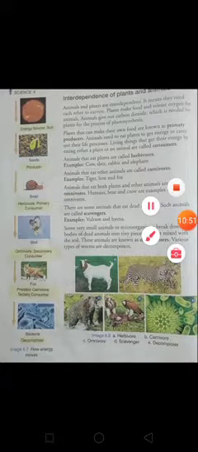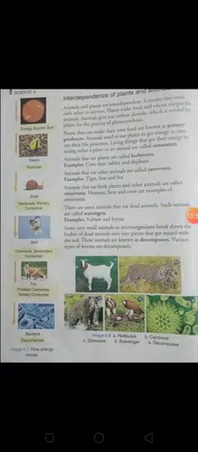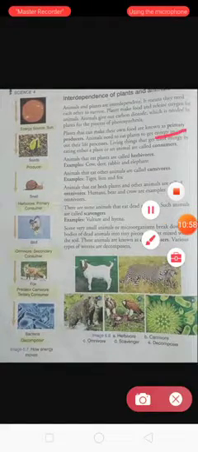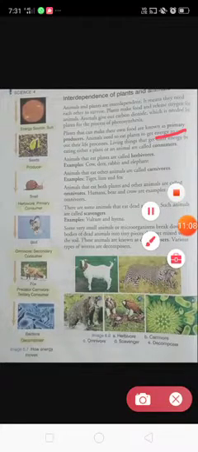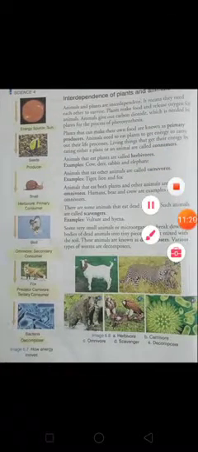So plants are the main food producers. They are called primary producers. Those who eat plants are called herbivorous animals, and those who eat herbivorous animals are called carnivorous animals.